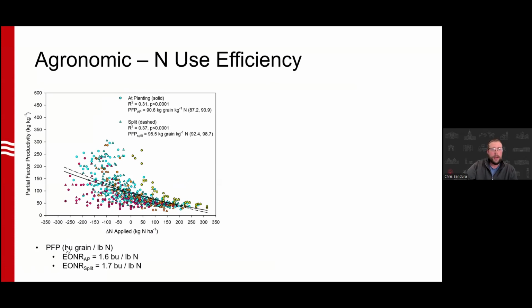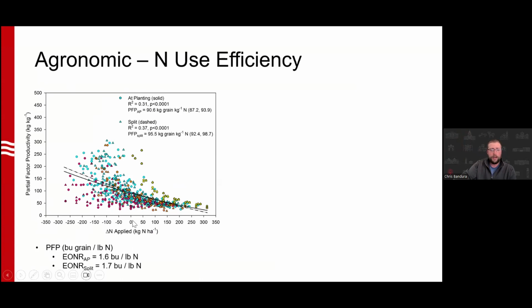We also looked at a couple of different nitrogen use efficiency parameters. This one is partial factor productivity. It's the easiest one to capture outside of that research setting, right? So it's just grain yield bushels divided by total N applied.